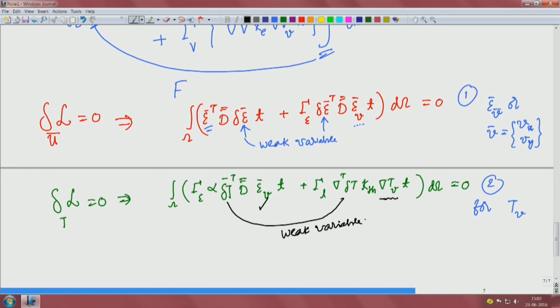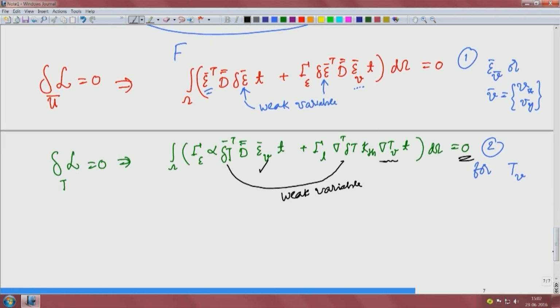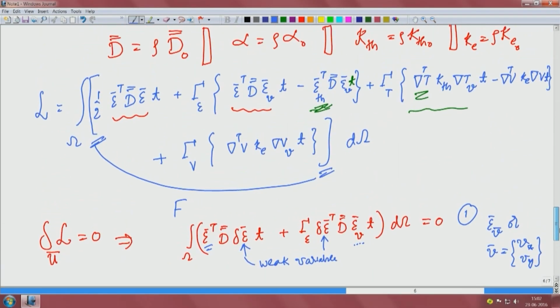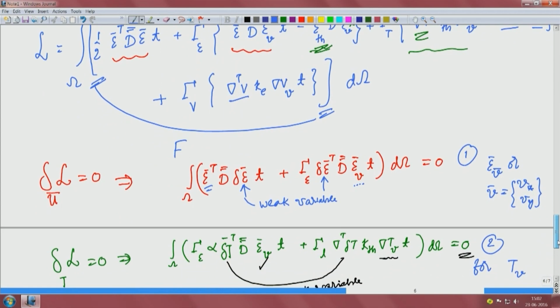So, making that a weak variable, if this has to hold good for all of those arbitrary weak variables, we can solve for TV. And the third one that we have, let us go to blue now, is the Lagrangian with respect to V equal to 0. Then look at all the terms that have V voltage. So, we have V over here twice and then over there. So, we will get 2 terms, right.